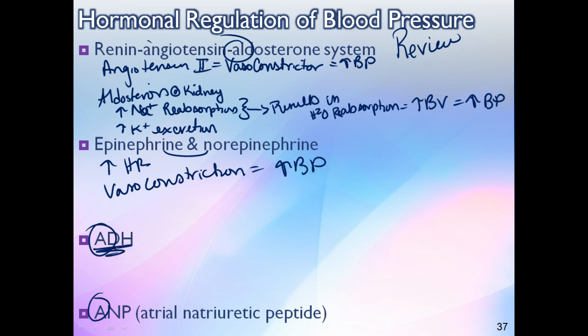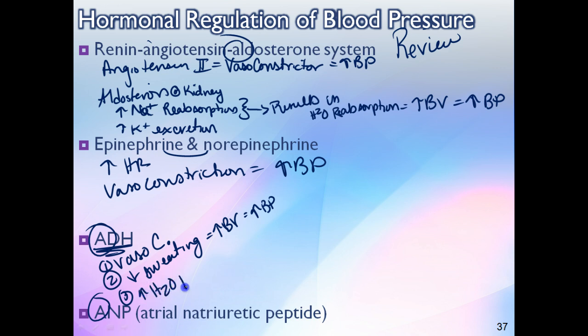ADH will affect blood pressure by causing, number 1, vasoconstriction. I'm going to just write vaso-C because I'm tired of writing that out over and over again. Number 2, decrease sweating. This decrease in sweating equals an increase in blood volume and an increase in blood pressure. And finally, number 3, increase water reabsorption at the kidneys, which increases blood volume and increases blood pressure.